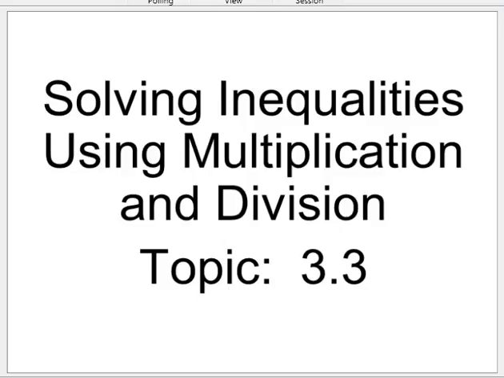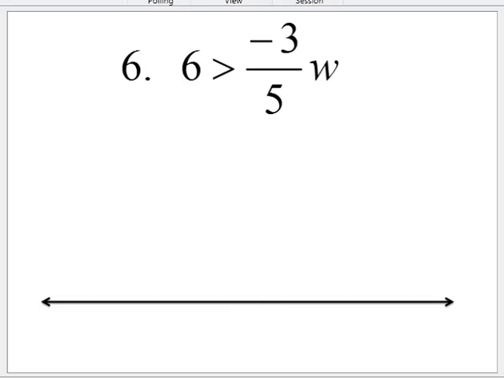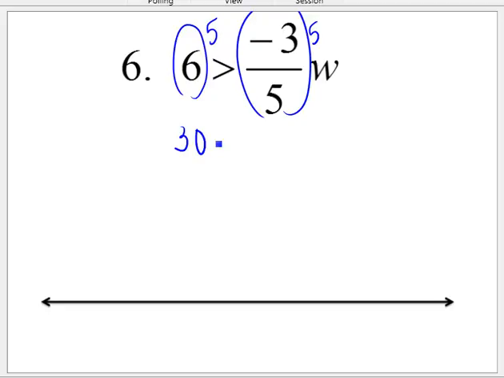Continuing on with these lovely problems with fractions in them that we all love so much, let's continue to get rid of those fractions. In this problem, we have a 5 in our fractions. That will be our least common denominator. So we're going to multiply both sides by 5. We get 30. Keep our sign. The 5's cross-reduce. We get negative 30w, or negative 3w.